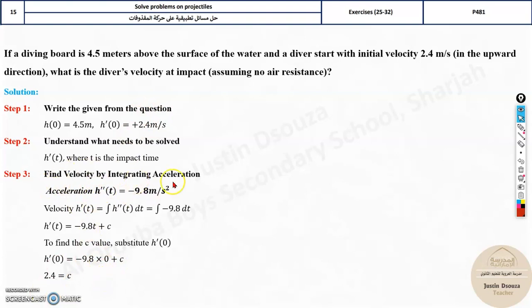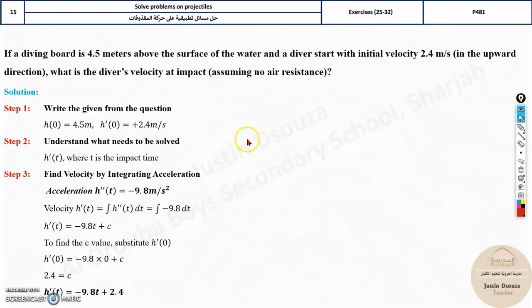We just took the acceleration. We know it's a constant value, integrated it, and found the velocity. To find the C, we substitute h dash of 0 and find that the C value is 2.4. Now we can write h dash of t is minus 9.8t plus 2.4. Okay, we found the velocity. But is this the velocity which we want?